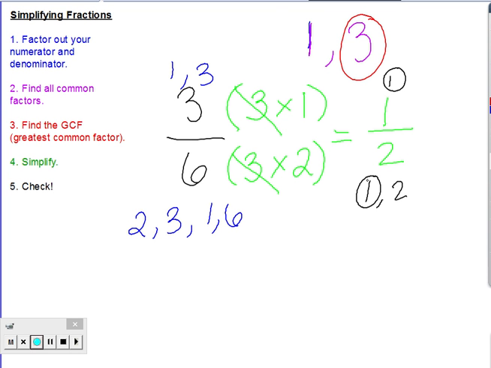My motto in class is 1 and we're done. And that can mean two things. Your common factors are 1, only 1, or even when your numerator is a 1, you can say 1 and you're done. Because that's how you know that that fraction cannot be simplified anymore. And that is how we simplify 3/6.